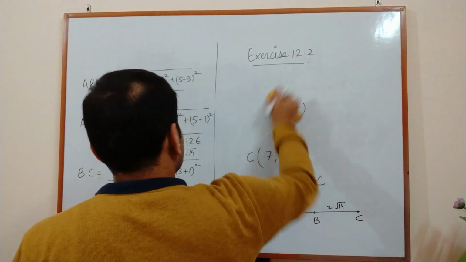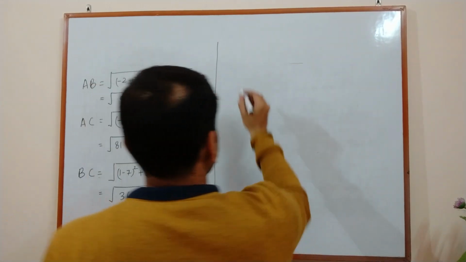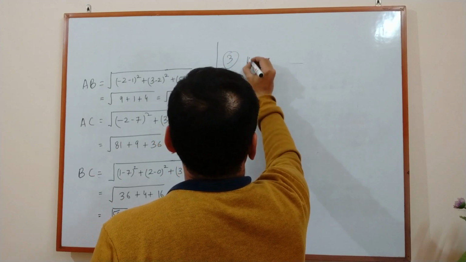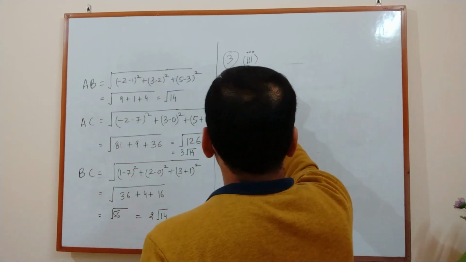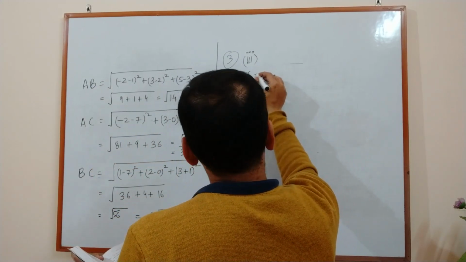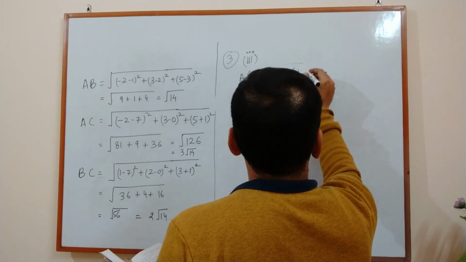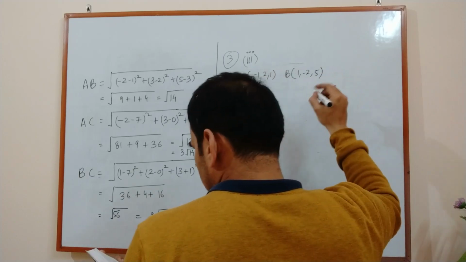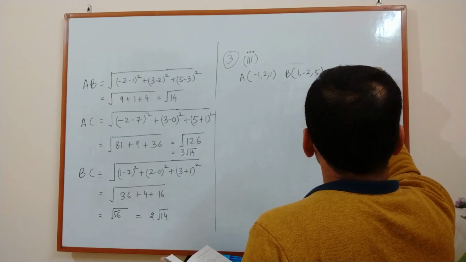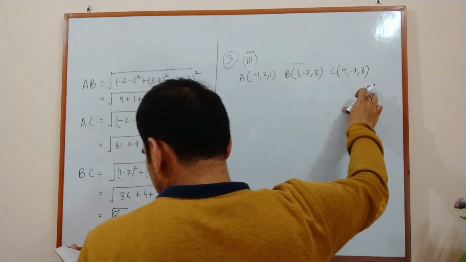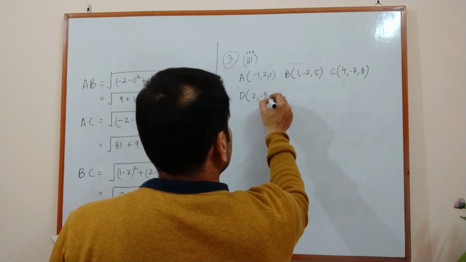Next, question number 3 and the third part. This one is important. We have 4 points now. The first point A is (-1, 2, 1). The second point B is (1, -2, 5). The third point is C, which is (4, -7, 8). And point D is (2, -3, 4).